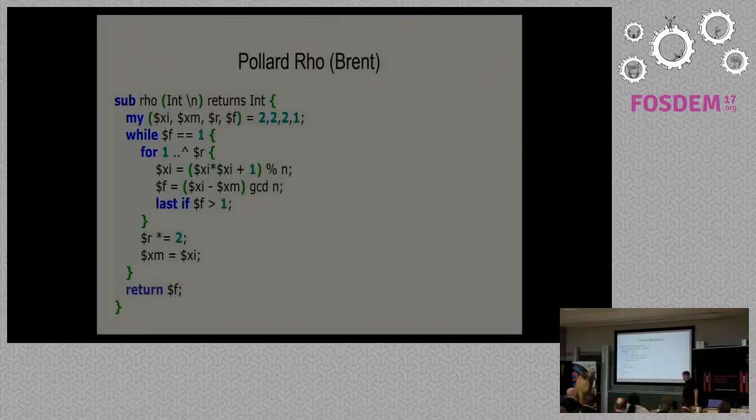So Pollard rho, Damian showed this example. This is with Brent's cycle optimization. Damian said that this was called the rho algorithm because it uses a variable called rho. It doesn't use a variable called rho, and that's not at all the reason why that's named that. That's a really fuzzy image.